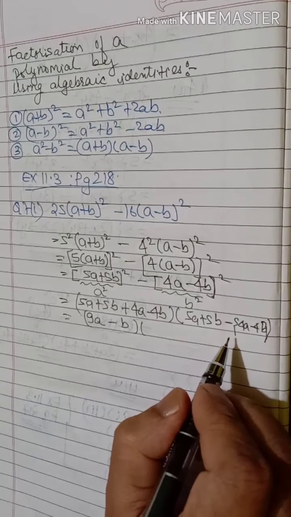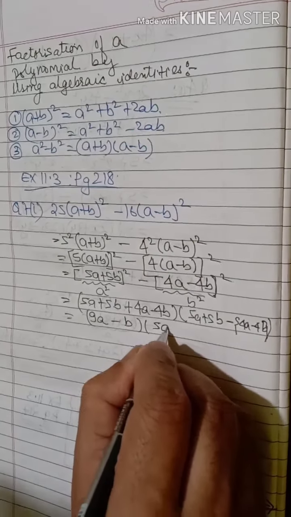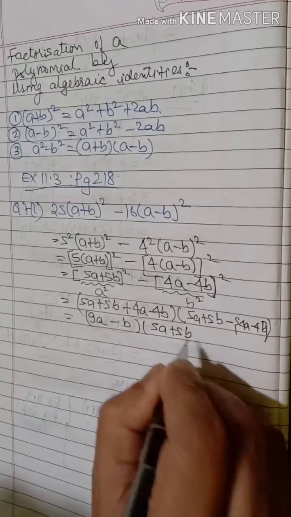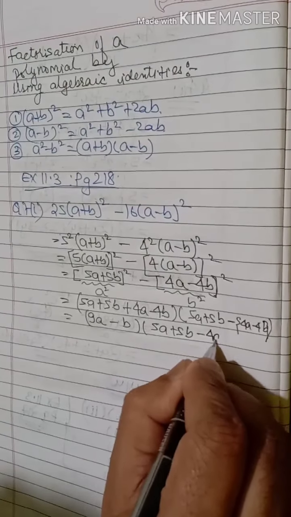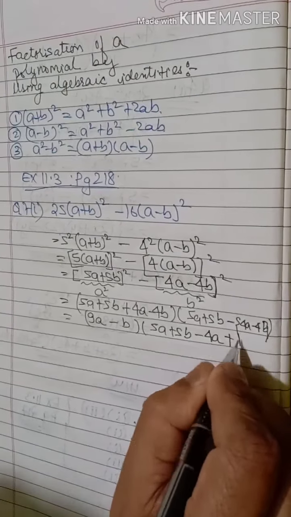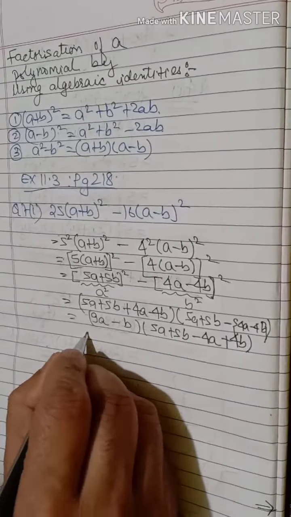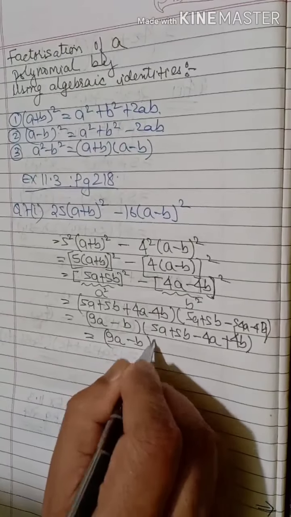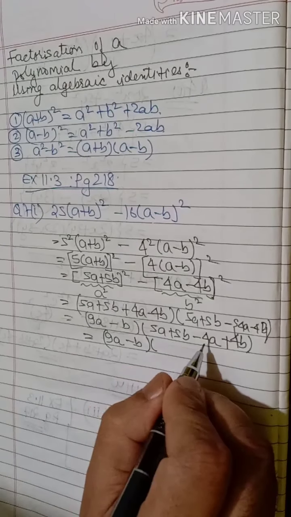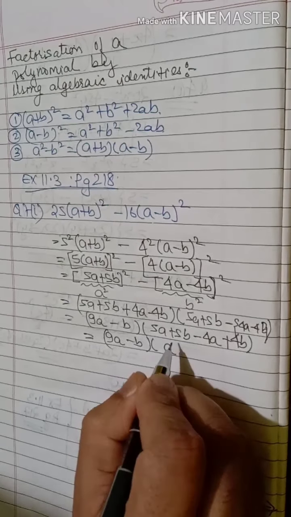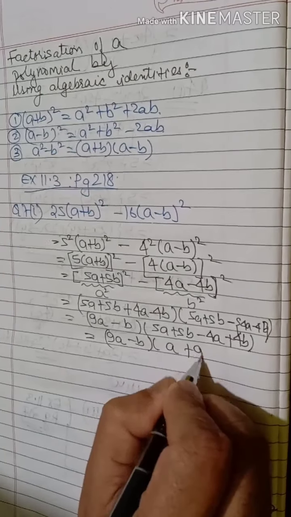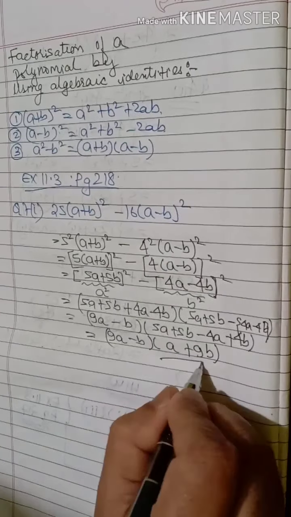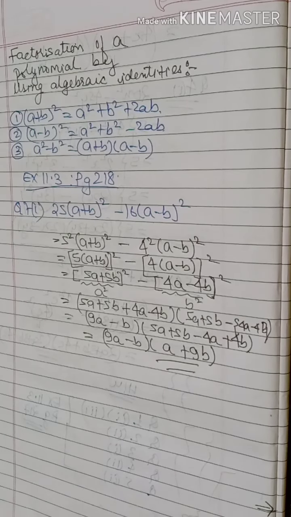Okay, so let us multiply the minus sign inside the bracket. So 5a plus 5b, then this will become minus 4a, minus into minus, plus 4b. Okay, so this gives us 9a minus b multiplied by 5a minus 4a will give us a, and 5b plus 4b will give us 9b. So this will be our factors for 25(a plus b) whole square minus 16(a minus b) whole square.